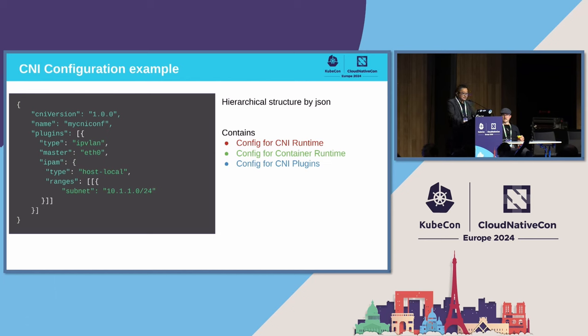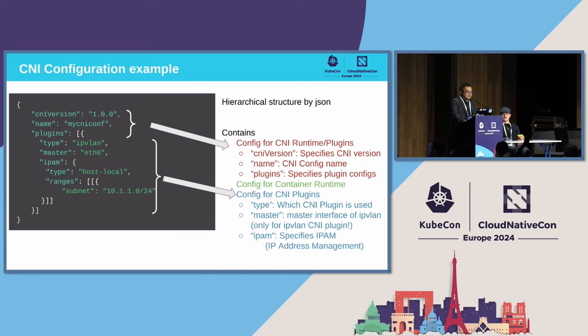This configuration is mainly for three types of configuration. One is the config for the CNI runtime, which is libcni. Next is the config for the container runtime, for example, CRI-O or containerd. And then next is the config for the CNI plugins. Based on this sample configuration, the first three lines are mainly the config for the CNI runtime.